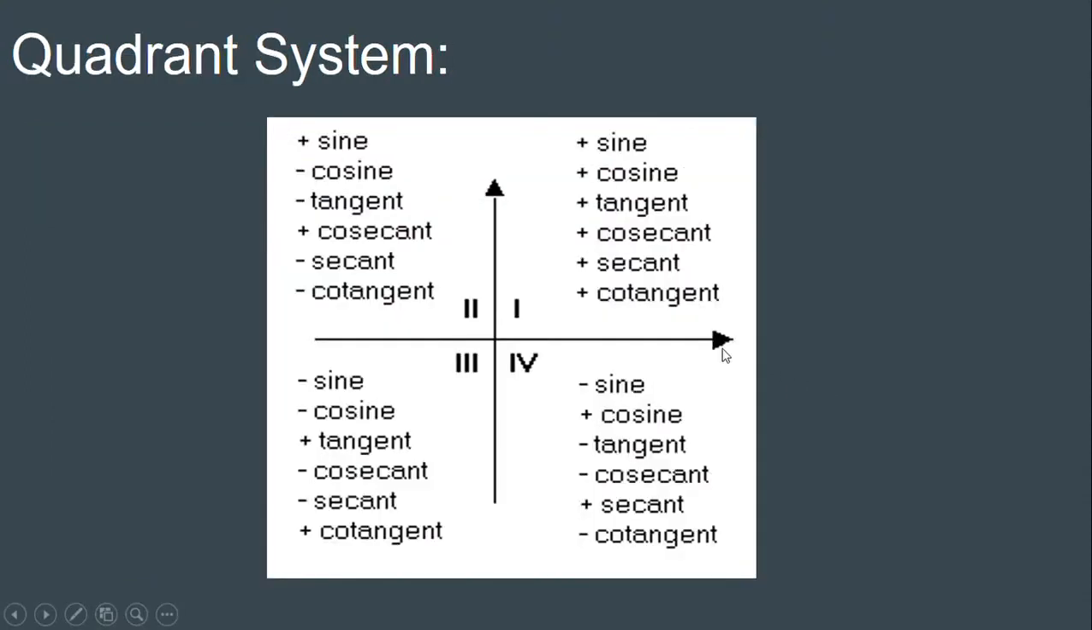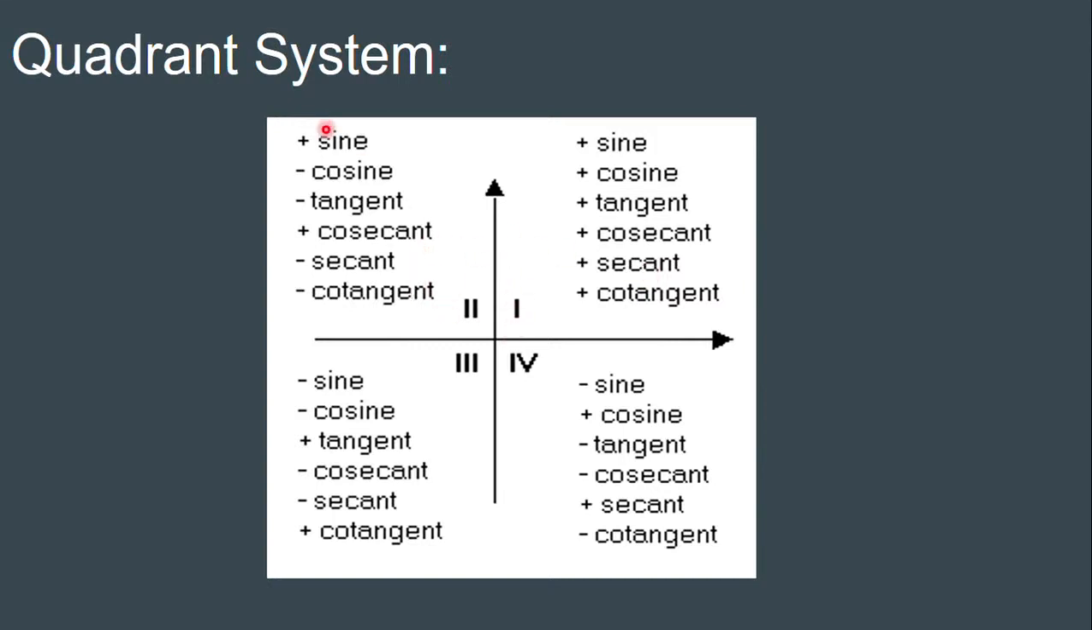Clear? So now we see the quadrant system. In trigonometric functions we know we have to make use of quadrants. There are four quadrants in general: first quadrant, second quadrant, third quadrant, fourth quadrant. By convention, these are defined. All six functions that we defined earlier: sine, cosine, tangent, cosecant, secant, cotangent, all are positive in the first quadrant.